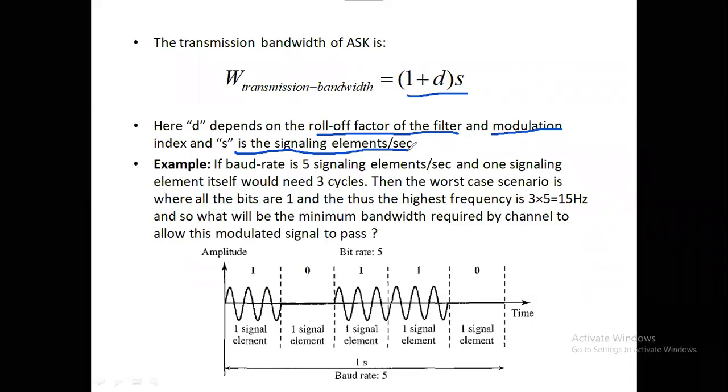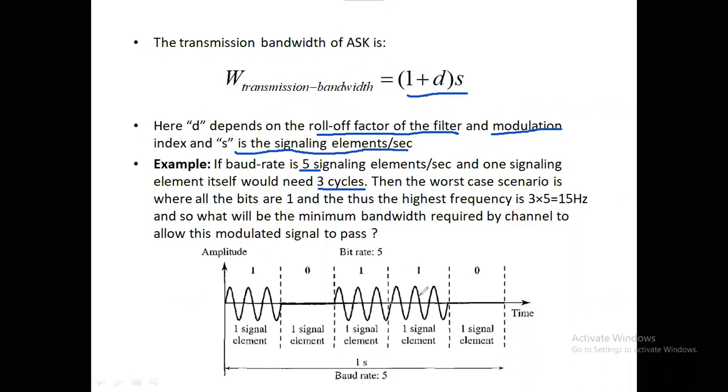So here is an example. You can solve this example. In this example, we try to find the carrier frequency. What would be the appropriate carrier frequency if the baud rate is 5? So we choose one signaling element with 3 sinusoidal signals. So if we see the worst case, if they are consecutive ones, there are 5 consecutive ones per second.